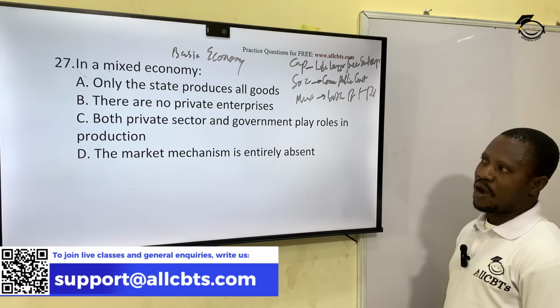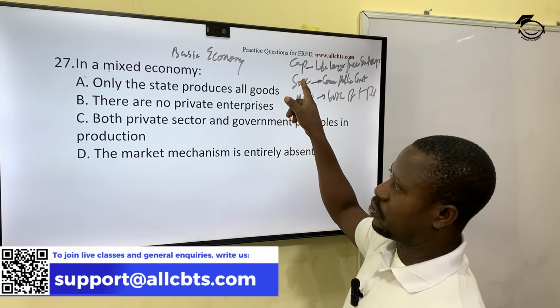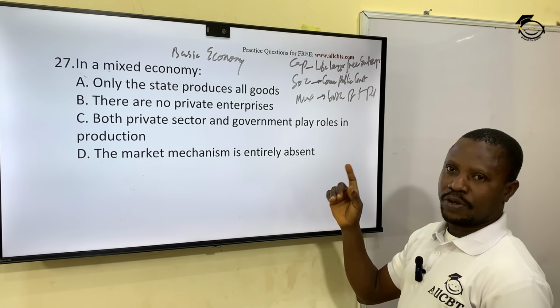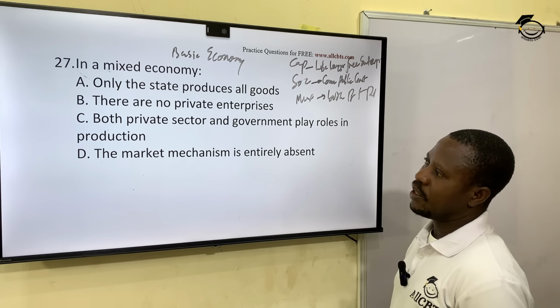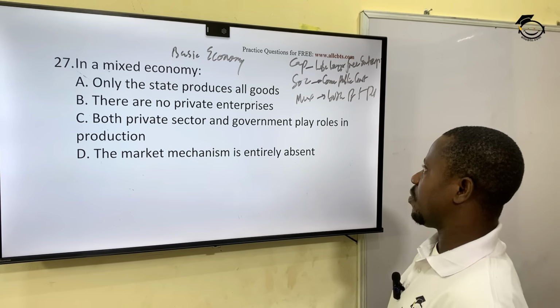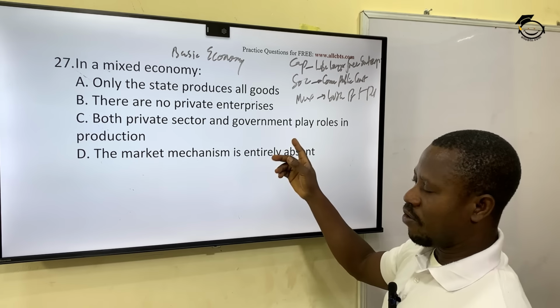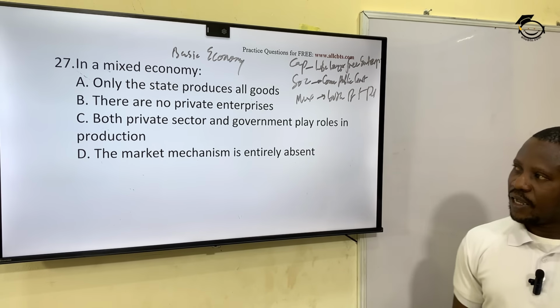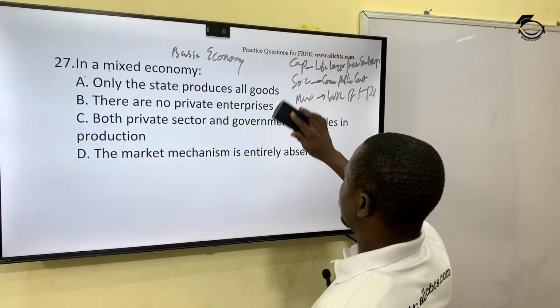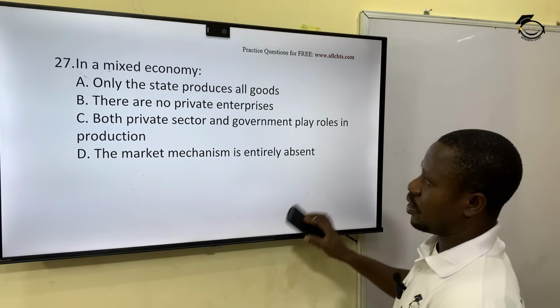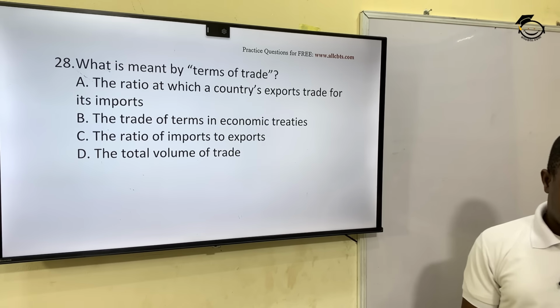So in a mixed economy, what happens? A, only the state produces all goods. That's socialist. B, there are no private enterprises. That is socialist. A and B are talking about socialist. C, both private sector and government play roles in production. Yes. D, the market mechanism is entirely absent. Off. So the answer is C, because there's presence of price mechanism, because of the presence of private individuals. So option C is the correct answer.